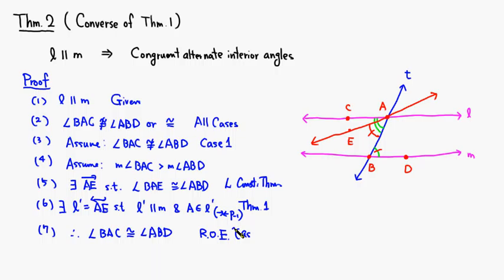Case 2. So that will establish the converse of Theorem 1, which is Theorem 2. As long as you have parallel lines, alternate interior angles are always congruent. That's it. I hope that this was clear.